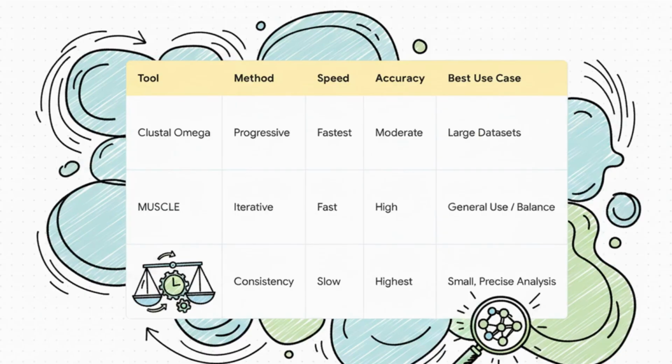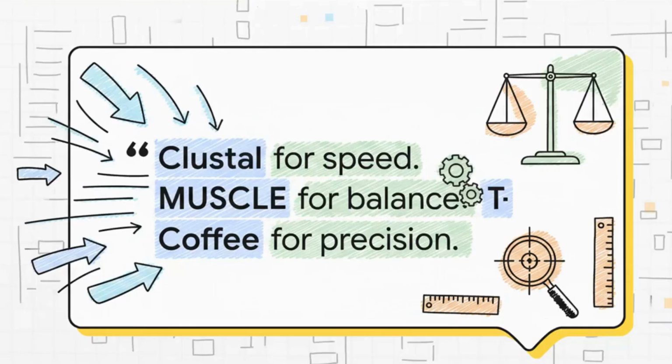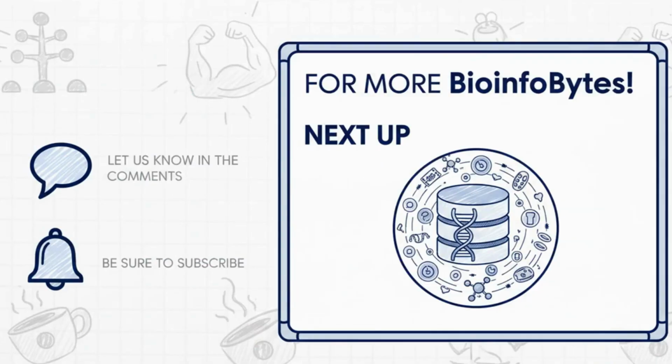But when you have a smaller set of sequences and you need the absolute highest precision possible, say for detailed structural work, then T-Coffee's consistency method is the undisputed champ. So, if you only remember one thing from today, let it be this: Clustal for speed, Muscle for balance, and T-Coffee for precision. And that's your bite-sized breakdown of MSA tools.